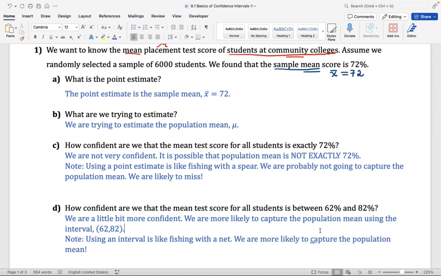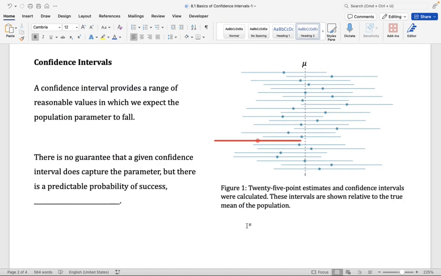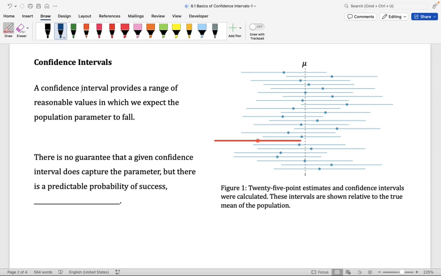And so this is the reason why we're moving away from relying on a point estimate to estimate a parameter. We're moving towards creating an interval that can capture that parameter. So let's talk about confidence intervals. A confidence interval is going to be a range of reasonable values in which we expect the population parameter to fall. So when you think about an interval, you should be thinking of a range of values.